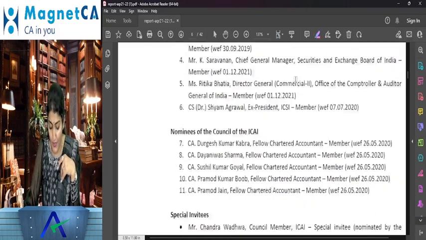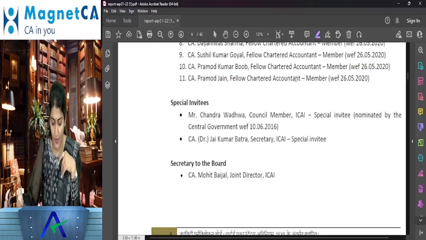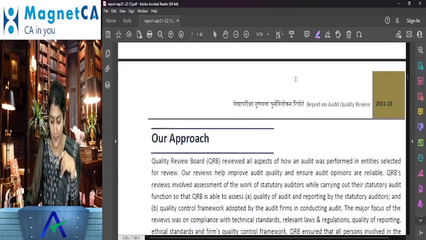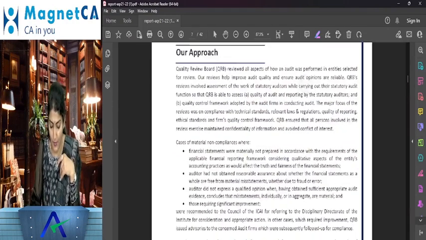Then the nominees of the Council of ICAI. So which council members are there on the board? And then the special invitees. So who are the special invitees and who is the secretary to the Quality Review Board? Okay, right. Then after that it says the quality review.